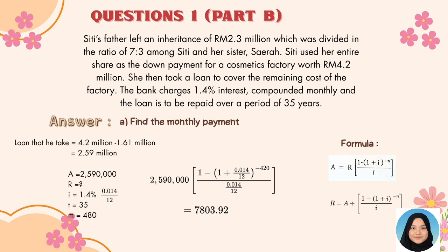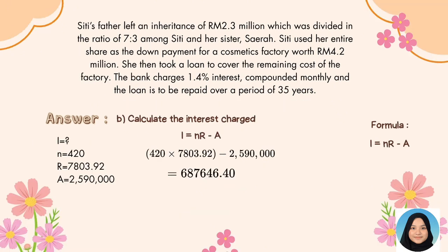To find the monthly payment, we use the formula A equals R[1 - (1 + i)^-n]/i. To find R, we need to transfer it: R equals A divided by [1 - (1 + i)^-n]/i. So the final answer is 7,803.92.